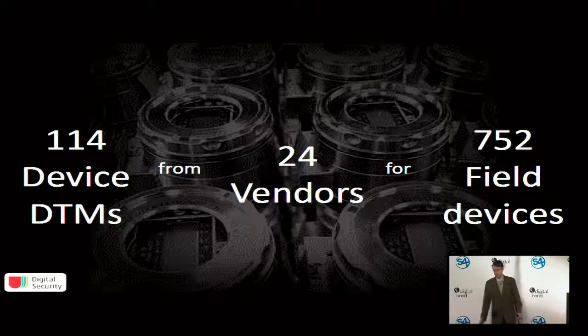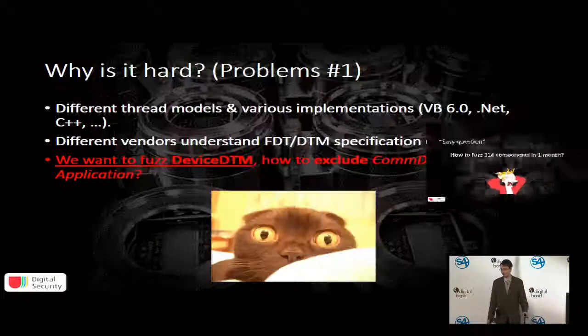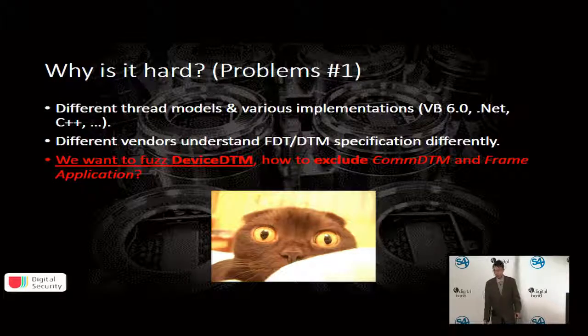And we've chosen 10%. It was 114 device DTMs from 24 vendors, for 752 devices. And there is another easy question in the research: how to fuzz such an amount of components in 1 month, and why it could be hard.